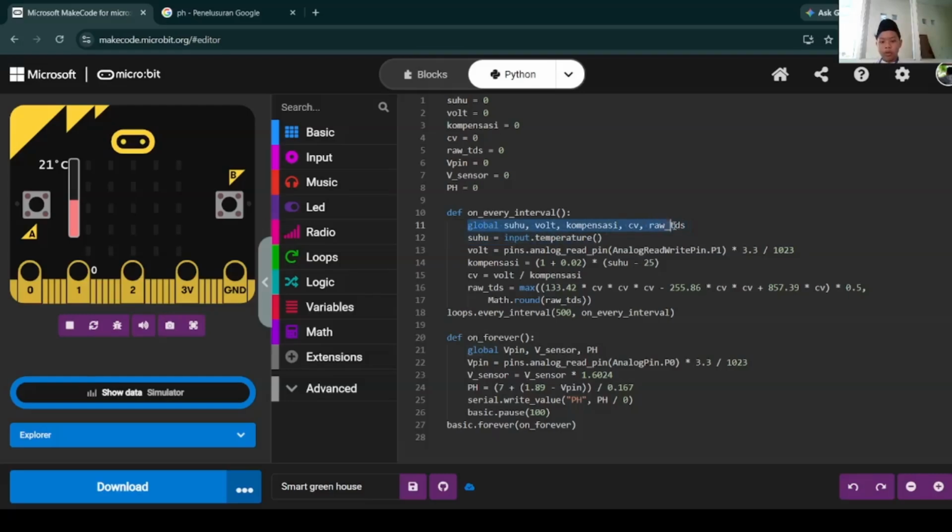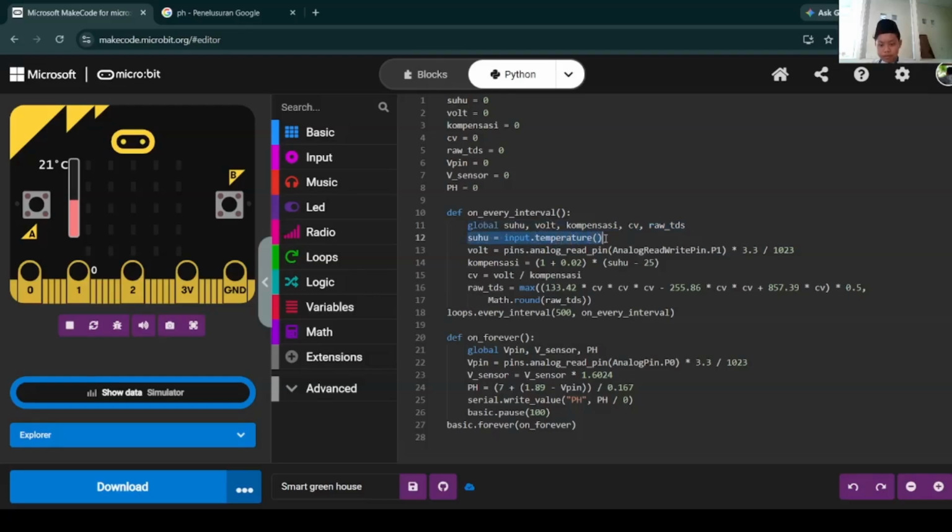So after you already know the function of def on every interval, let's continue to the globals, global and all of the variables here. The function is that these lines tell Python to use the global variables declared earlier. Without the global statement, the variables inside the function will only exist locally, so it will not use the global variables.